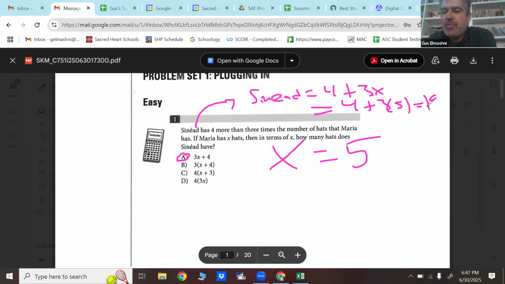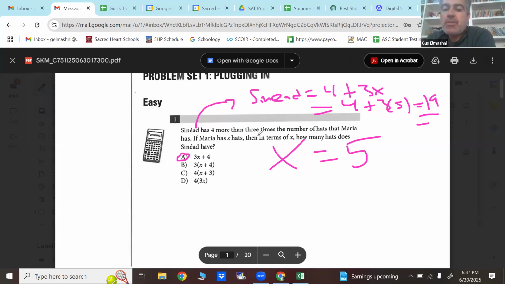It's 19 hats. But what you do is you plug in 5 in each choice to see which one gives you 19 as an answer. And definitely A gives you 19. B does not. That'd be 3 times 9, which is 27. C does not. That's 4 times 8. Because Sinead has 4 more than 3 times Maria, and Maria has 5 hats. So you do 4 more, 4 plus 3 times 5.